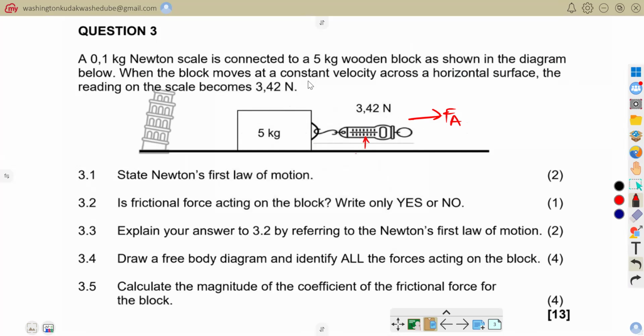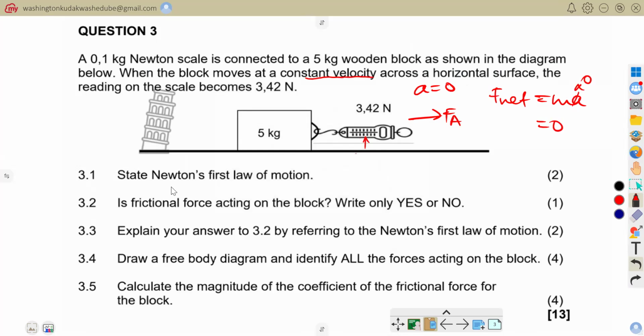However, they've told us that here the block is moving at constant velocity. What does that mean? It means that our acceleration is 0. Whenever an object moves at constant speed or constant velocity, just know that there is no acceleration, because acceleration is the rate of change of velocity. So whenever there is no change, then the acceleration is equal to 0. When acceleration is equal to 0, according to Newton's second law, we know that our net resultant force will also be equal to 0.